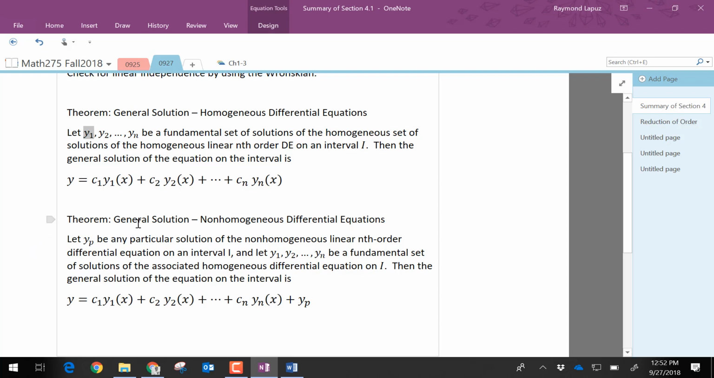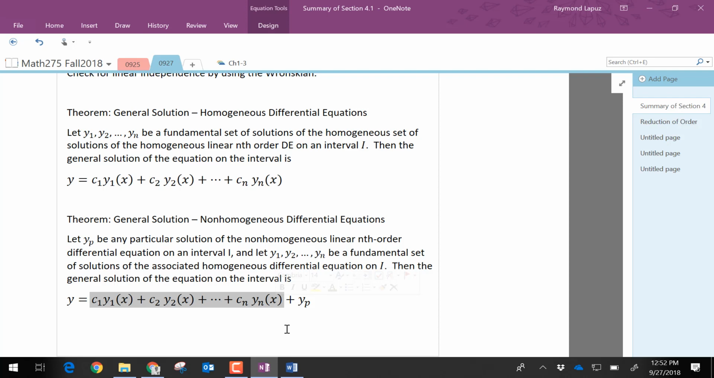And the general solution would just be the linear combination of all those functions. If we have a non-homogeneous, linear, higher nth order differential equation, then the solution would be the same as the homogeneous portion, but we're going to add on another solution that solves the non-homogeneous part of the differential equation. Now the y of p has to also be linearly independent from the other functions as well.